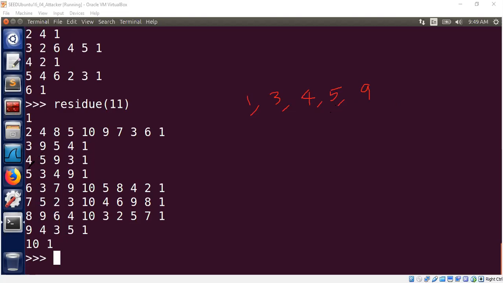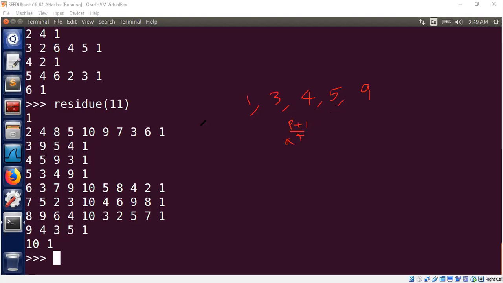4 square is 16. 16 mod 11 is 5. And 7 square is 49. 49 in mod 11 is also 5. So we did find that 5 is a quadratic residue, and we confirmed it. But we can now apply the formula that we talked about earlier. A power (P plus 1) by 4 will give you the square root of A in mod P.